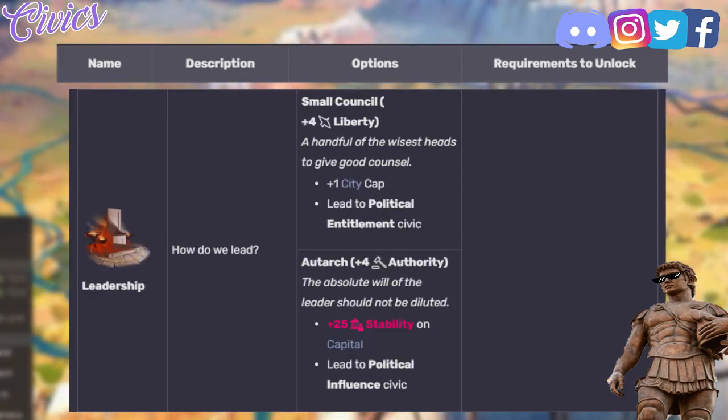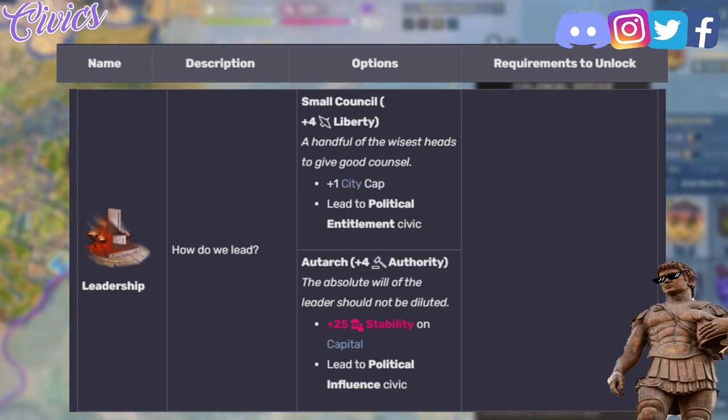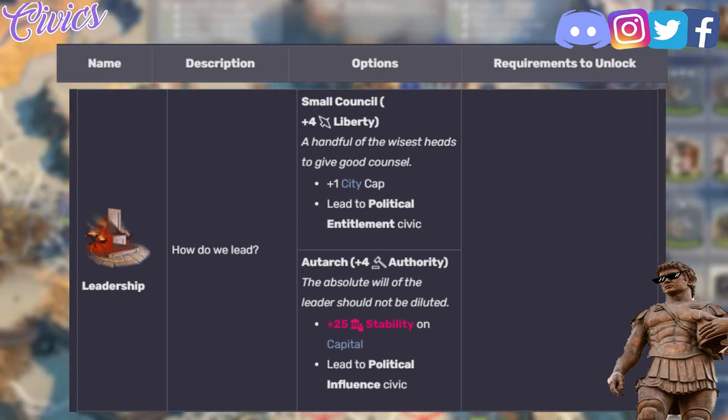Leadership. How do we lead? Option A, small council, +4 liberty, a handful of the wisest heads to give good counsel. Receive +1 city cap, leads to political entitlement civic. Option B, autarch, +4 authority, the absolute will of the leader, should not be diluted. Receive +25 stability on capital, leads to political influence civic.